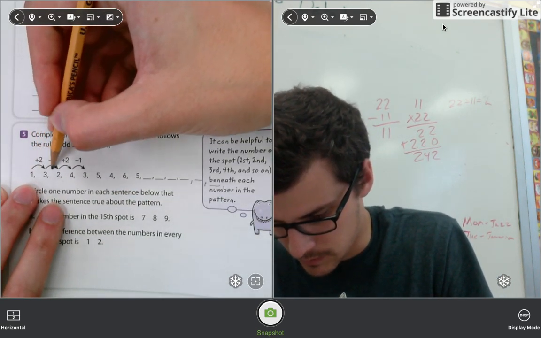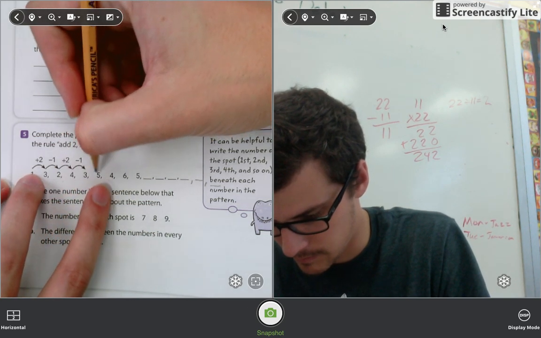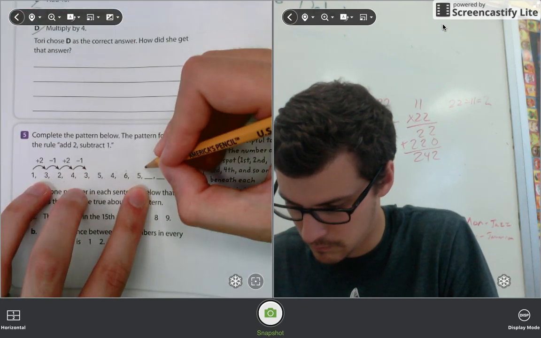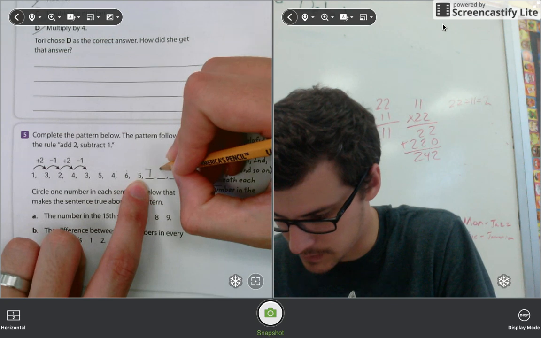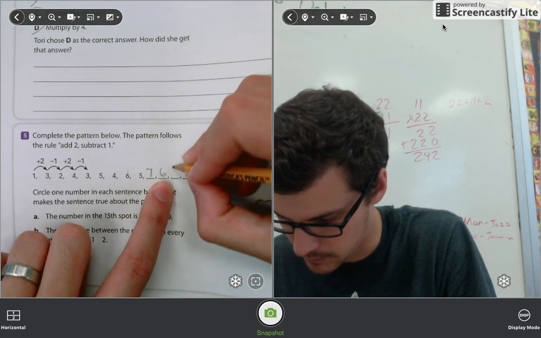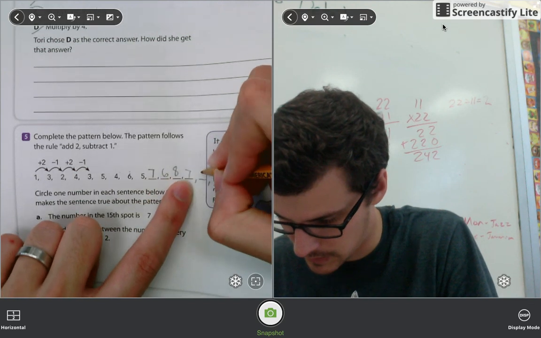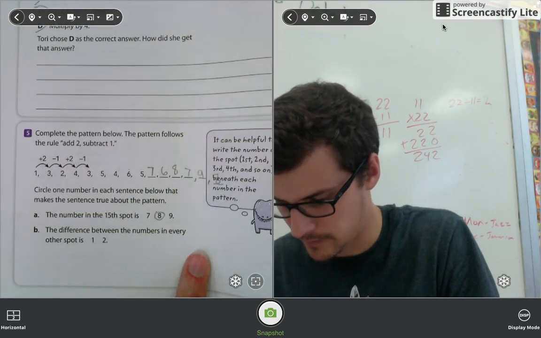So plus 2, minus 1, plus 2, minus 1, plus 2 would be 5, minus 1 would be 4, plus 2 would be 6, minus 1 would be 5, plus 2 would be 7, minus 1 would be 6, plus 2 would be 8, minus 1 would be 7, plus 2 would be 9, minus 1 would be 8. So 8 would be the 15th number.